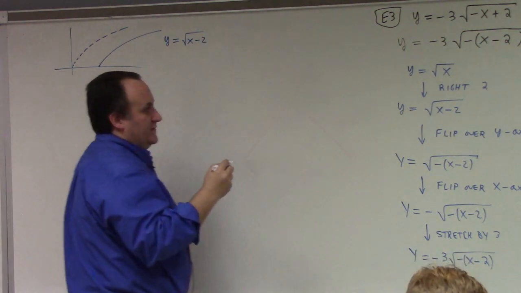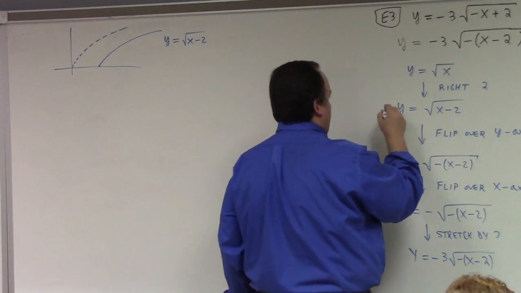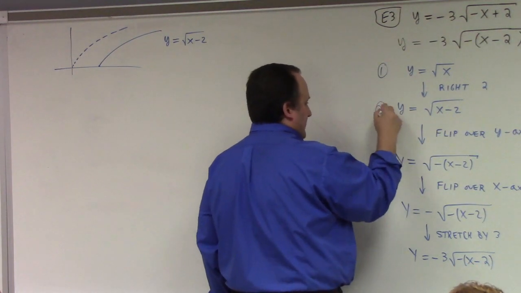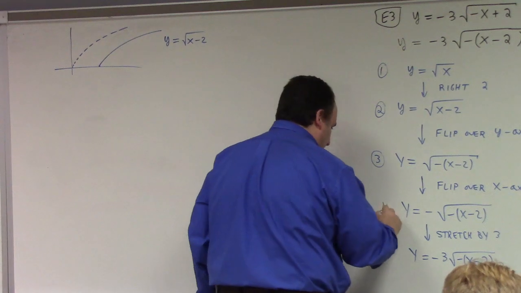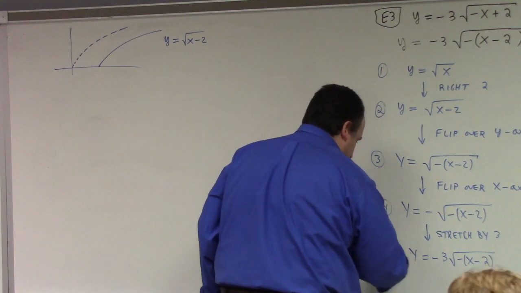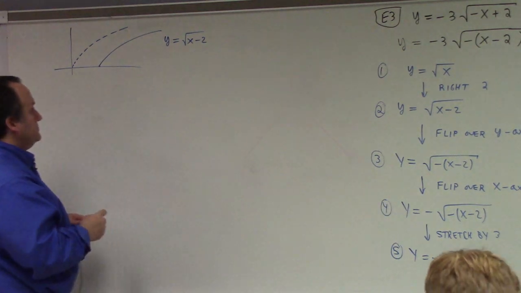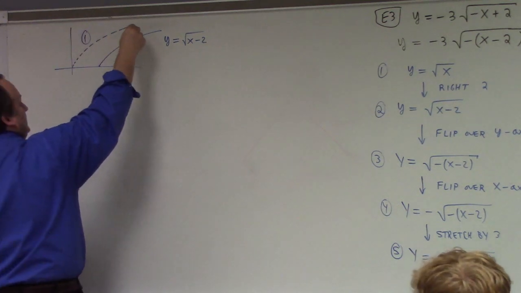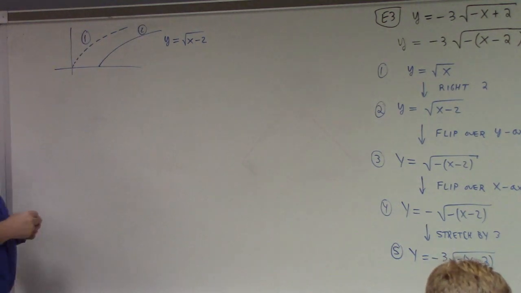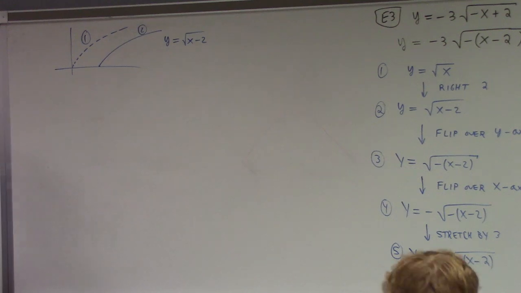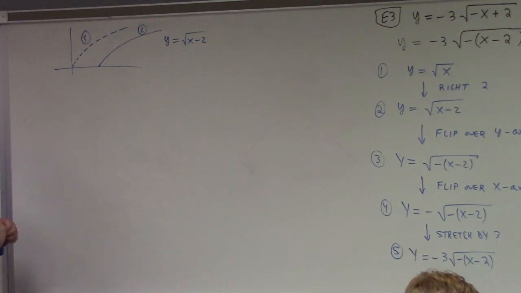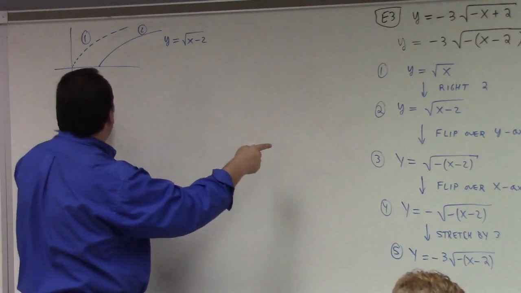Let me number these. So this is step 1, this is step 2, this is step 3, this is step 4, and step 5. So here's 1, here's 2. What's up next? 3. Flip over the y-axis, right? I guess I'll keep doing things on the same graph until it gets too busy. Does that make sense? I think we can flip over the y-axis on this one still, right?